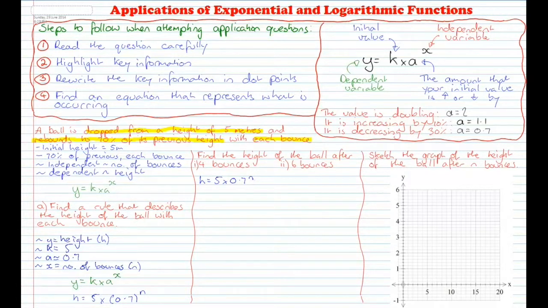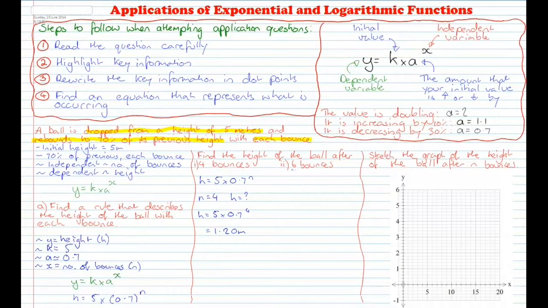And what we also know is that we've got 4 bounces, so n is equal to 4, and we're looking for the height, so h we're going to write as a question mark. So let's go through and substitute that in now. We've got h is equal to 5 times 0.7 to the power of n, well, that's 4 now, and what we're going to get when we put this into our calculator is an answer of 1.20 meters.